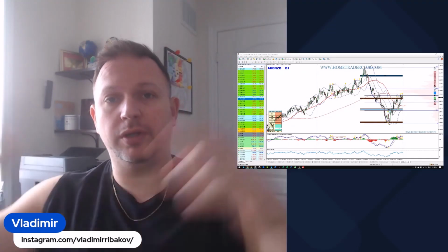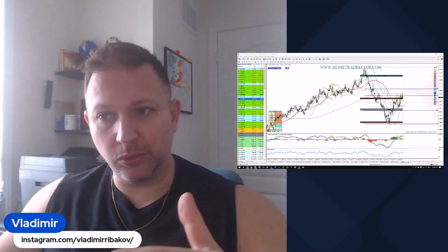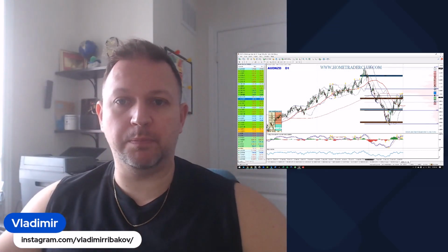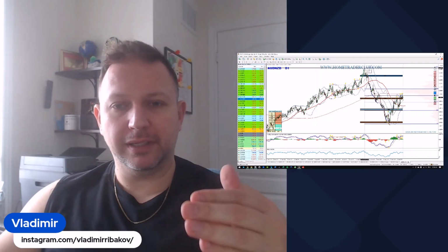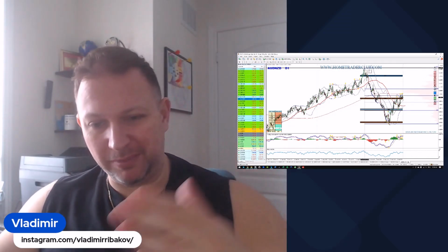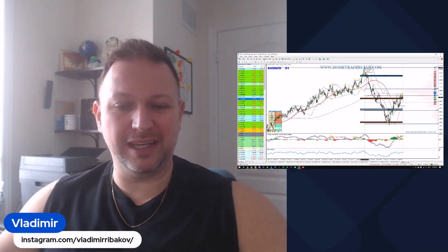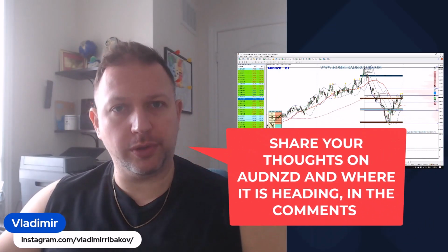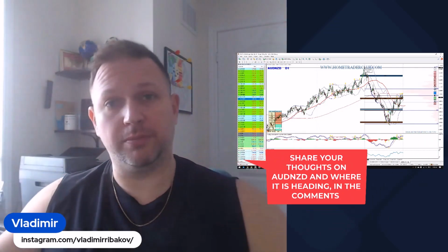Let me know, what do you think about the Aussie Kiwi? Do you think this one is going to drop down, or is it going to cross the supply area and reach all the way to the peak of the end of September and the beginning of October of 2022? What is your view? Share your inputs and your insights in the comment section below.